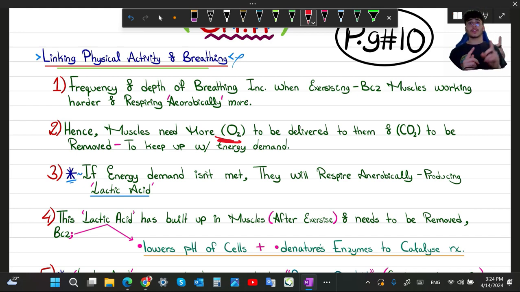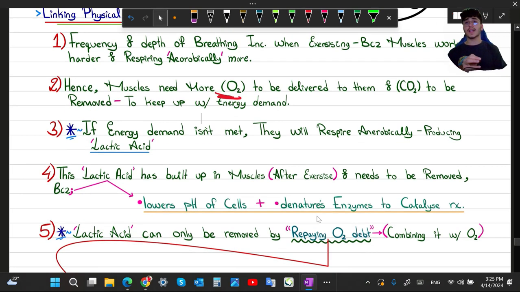If the energy demand is not met, they will respire anaerobically, producing lactic acid. And this is what mostly happens. Usually, our muscles need so much oxygen and need carbon dioxide to be expelled really fast, and they're not able to keep up with the energy demand. Because our muscles are not able to keep up with the energy demand, they begin to respire anaerobically and produce lactic acid.